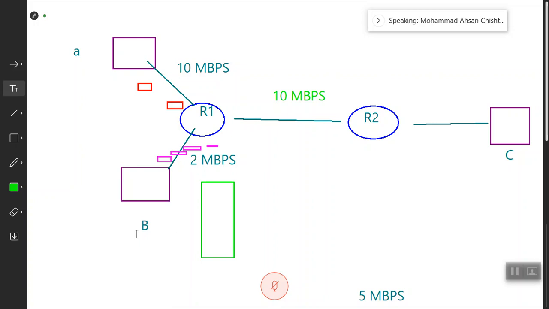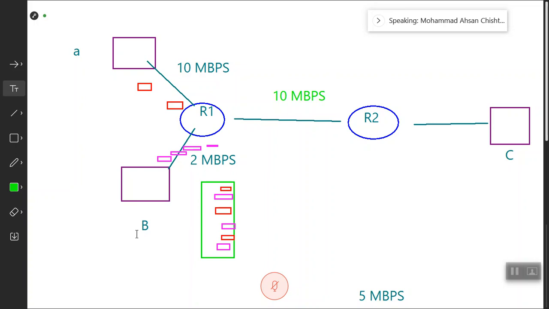Both A and B start to transmit using their full capacity of 10 and 2 Mbps each. Obviously, there would be some packets which need to be stored within the queue. Based on the queuing mechanism, you can have varying ones. Like say there are some packets of B which have been kept, and there are some packets of A which have been kept within the queue. And then how would R1 transmit this data to R2?